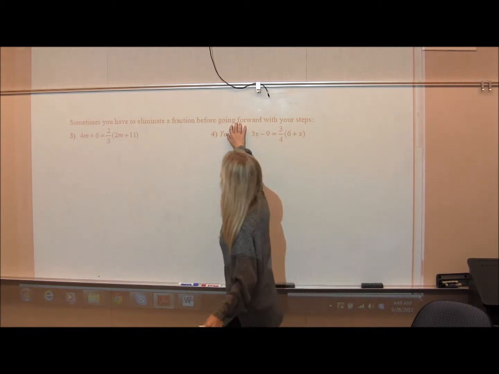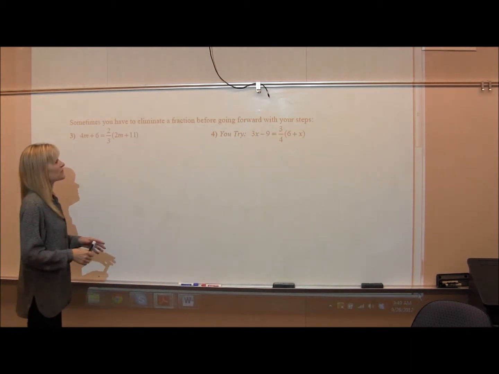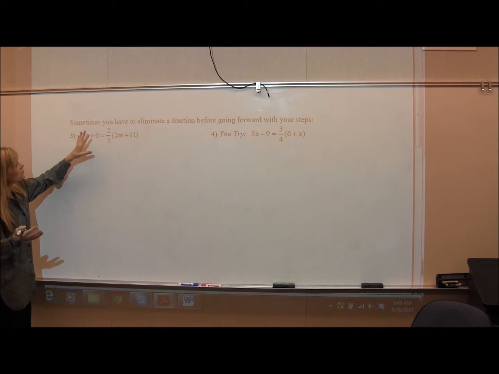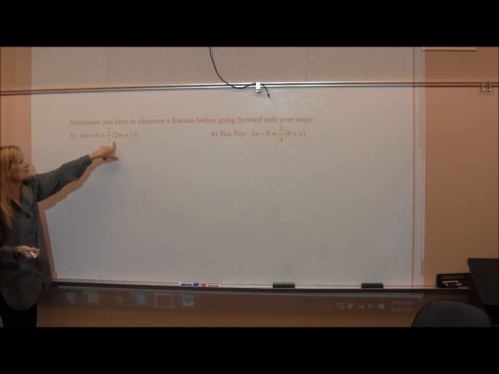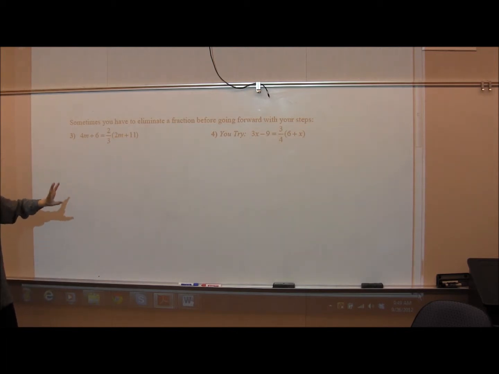Sometimes you have to eliminate a fraction before going forward with your steps. Now, you could use the distributive property here, but then you'd get 22 over 3 and 4 over 3. So sometimes, not always, but one of the options, and let me step back for a second.